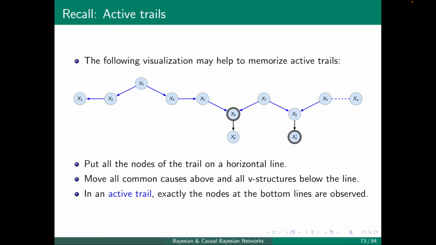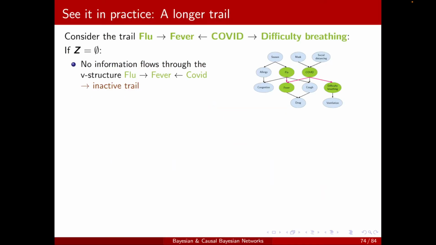Now that is the story with active trail. If the source of the information flow, or somewhere in the middle of the path, is observed or blocked, then of course it becomes inactive, okay? Good. Another example: consider here we have flu, fever, COVID, difficulty breathing, and assume that nothing is observed.